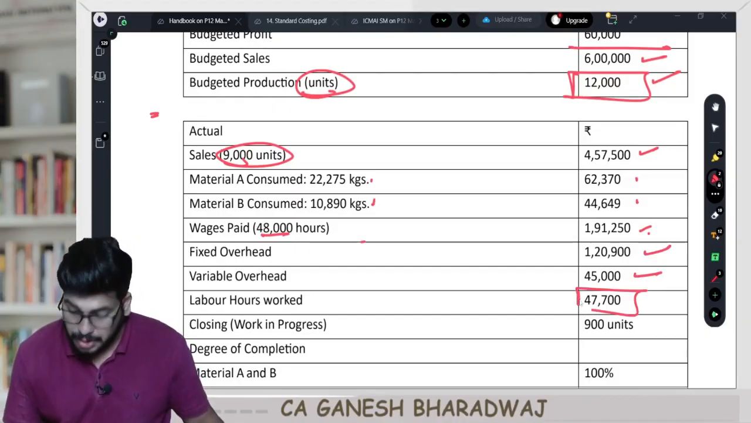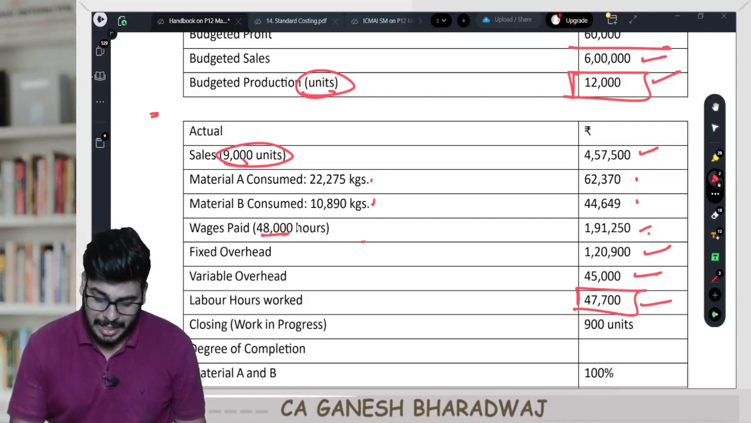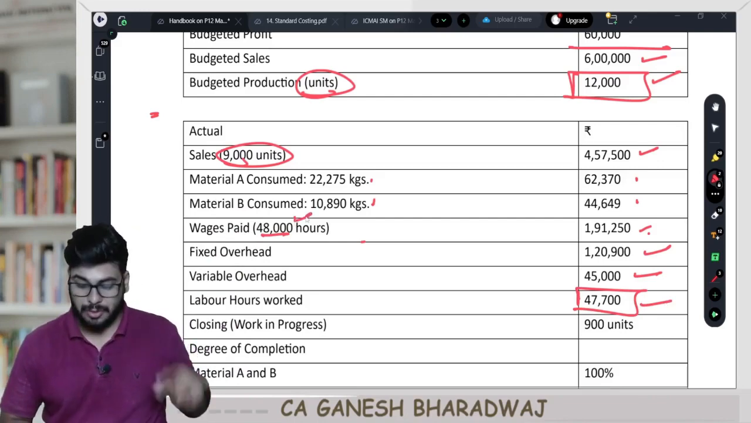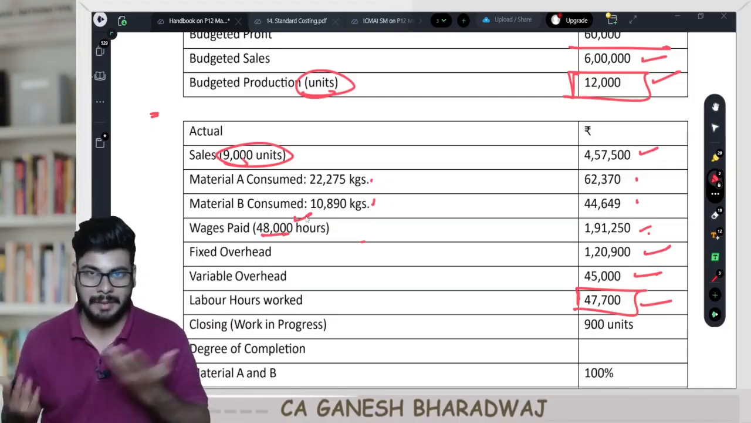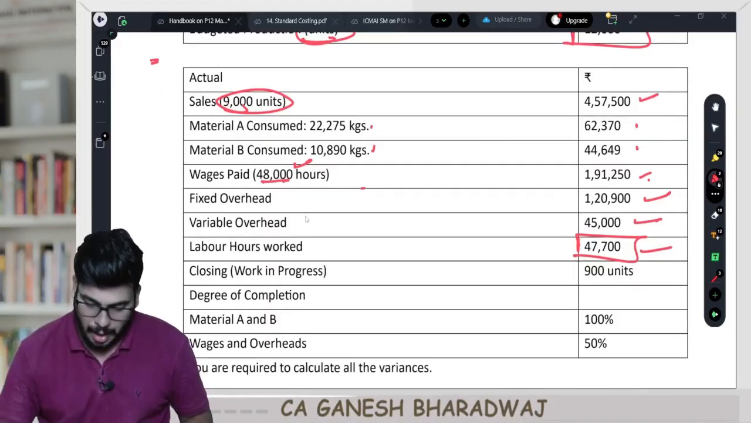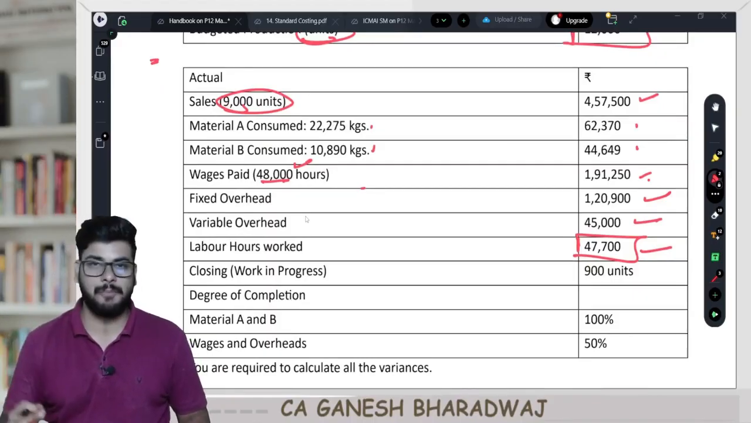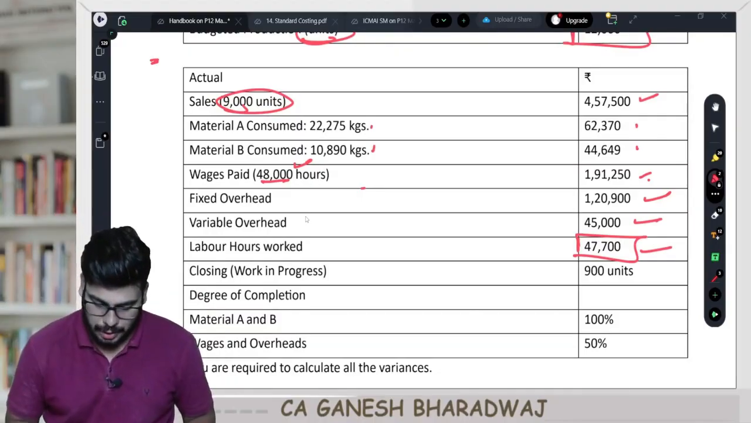Labor hours worked. Now be very careful. Labor hours worked is 47,700. The labor hours paid is 48,000. The difference of 300 is nothing but your idle time. Are you clear with this? Abnormal idle time. Basically, this is what gets captured under the idle time variance, which we have seen.